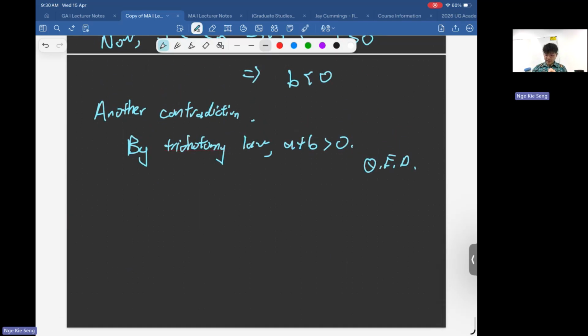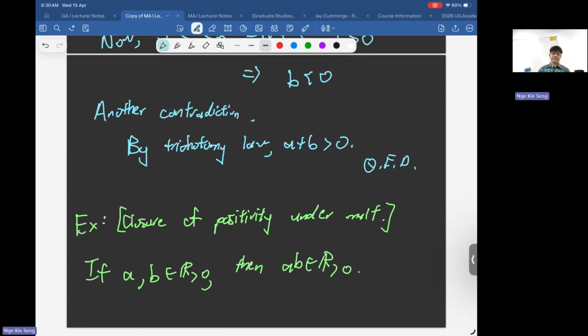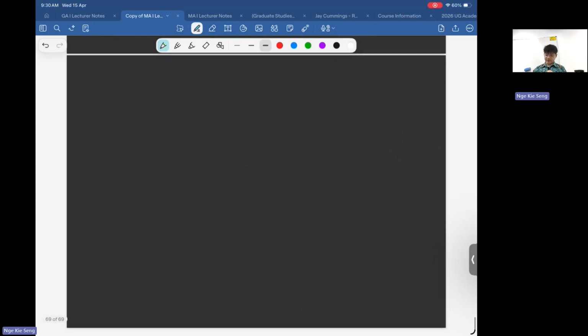Maybe one exercise you can go back to do, because we're going to use it, is the closure of positivity under multiplication. Can you imagine what this statement is? Given that you know closure of positivity under addition, you want to guess this statement? If A, B are greater than 0, then AB has to be greater than 0. Prove this, with a similar method. We're going to use this to prove this claim here.